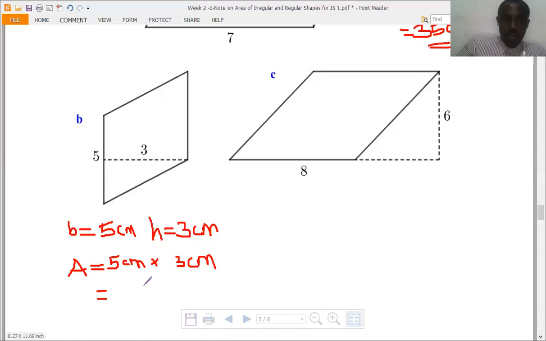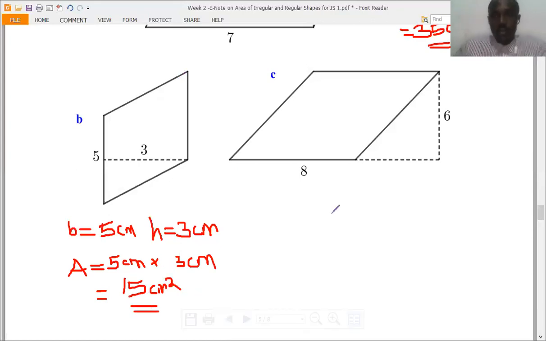15 centimeters squared. Please endeavor to always remember to add the squared to the final answer, because that is area. Area is squared in it. I said it in the very first class.